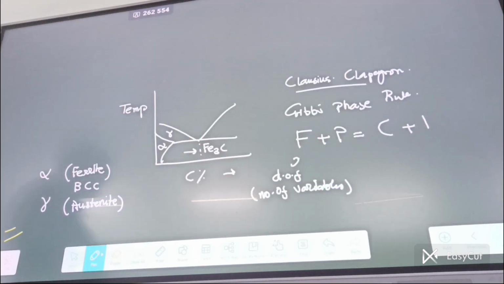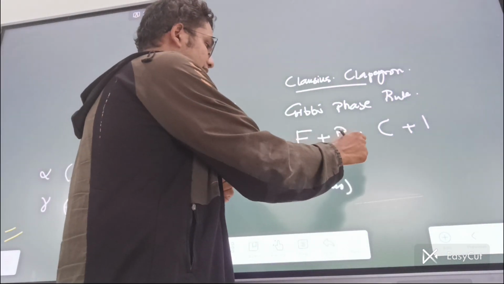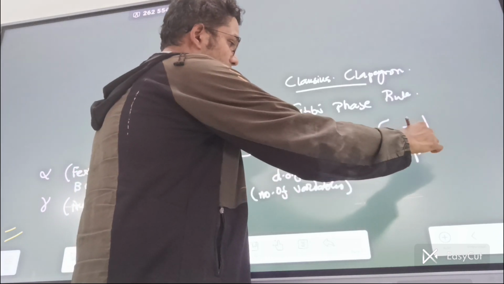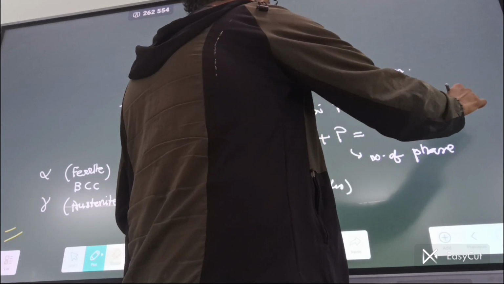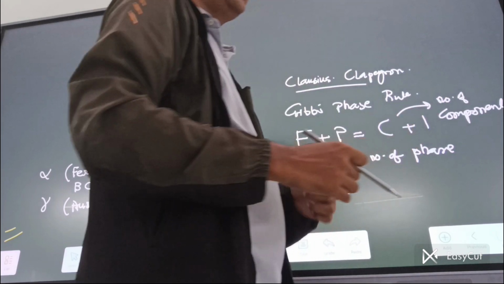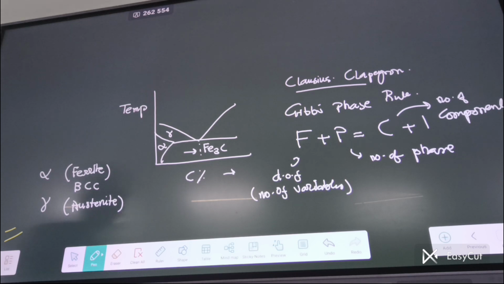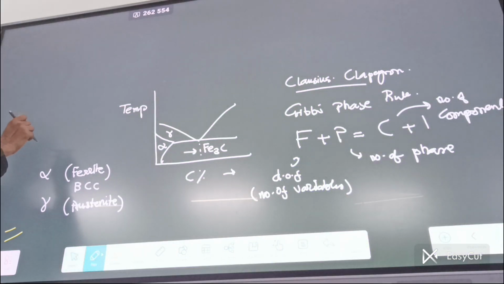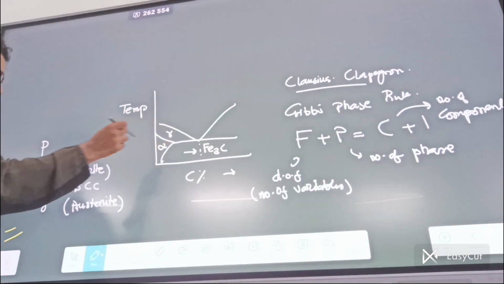F. P is the number of phases. C is the number of components. The N is actually, yes, the N, but we assume that the phase transition is taking place at one atmospheric pressure, that's why we put it as one. So now, there is an austenite and there is a ferrite. There is another type of phase, which is called pearlite, where it is formed at, say, in this region.